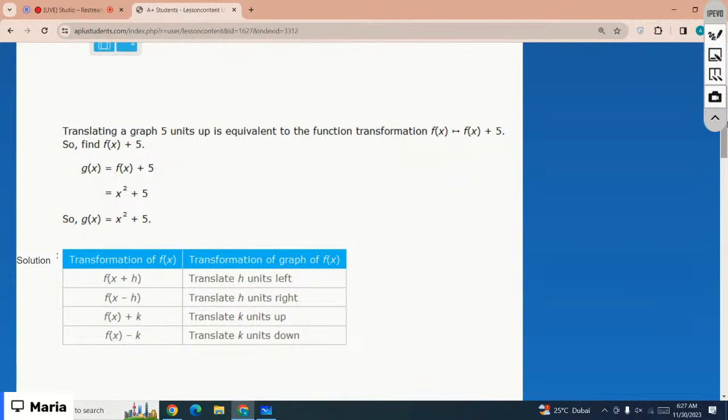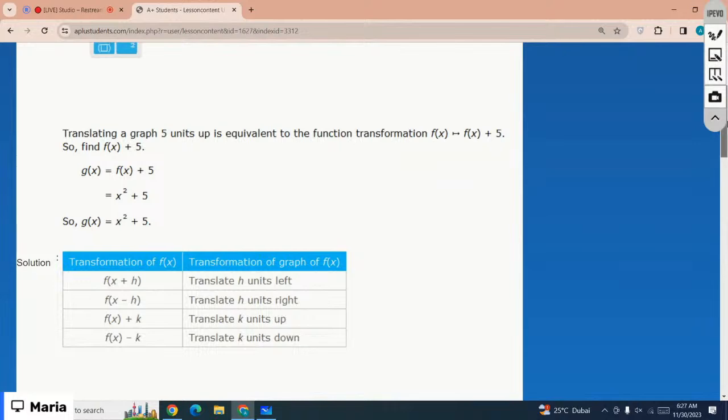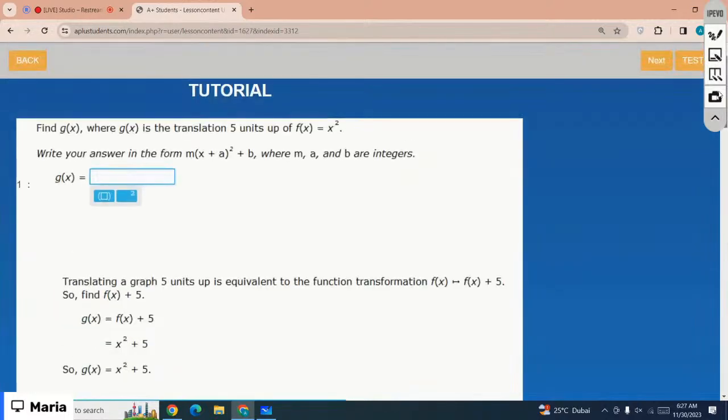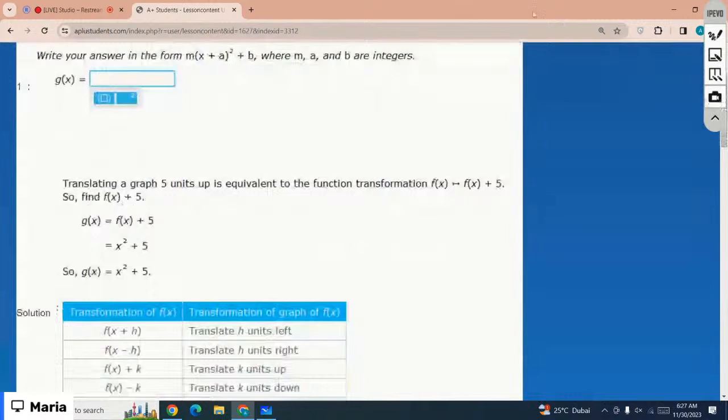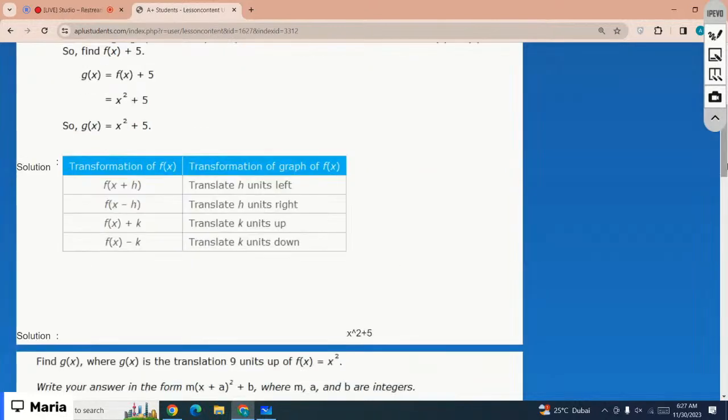F of x plus k. You can see the example. The function is translated 5 units up. So the function is f of x, the function is x squared, and you need to add 5. So that is g of x equals x squared plus 5. When the function is translated 5 units up, it is g of x equals x squared plus 5, right? These are very important translations. Keep this very important table in your mind when you're working on the translations, right?